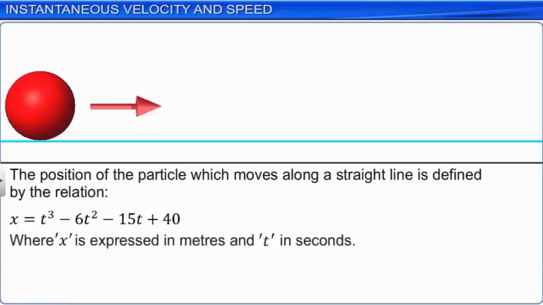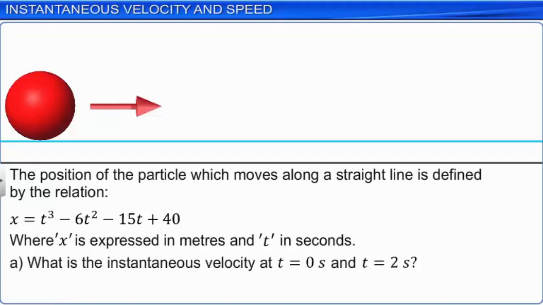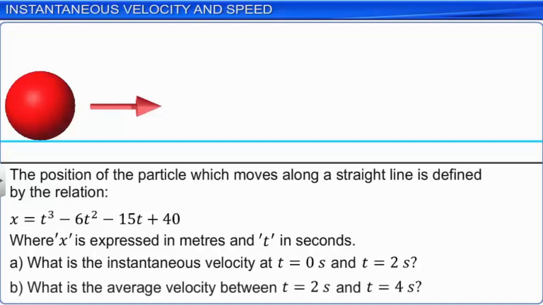What is the instantaneous velocity at t is equal to 0 seconds and t is equal to 2 seconds? What is the average velocity between t is equal to 2 seconds and t is equal to 4 seconds?